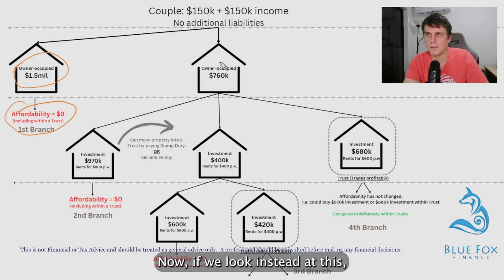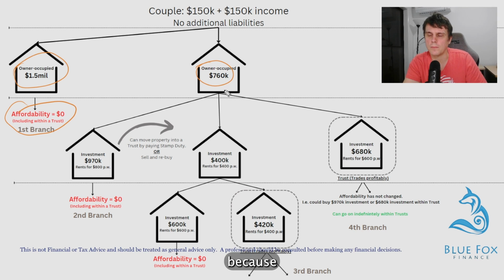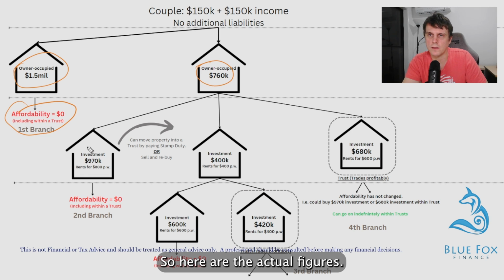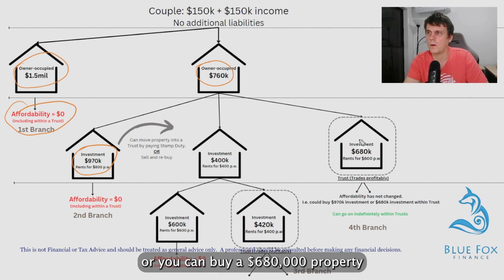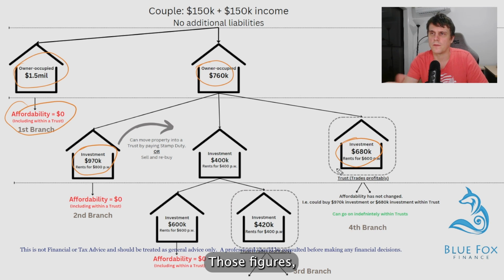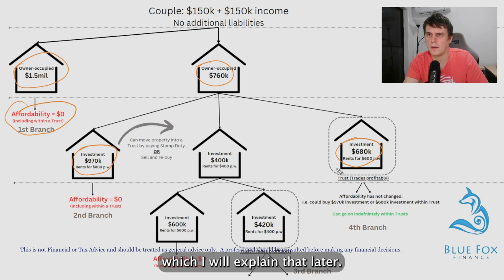Now, if we look instead at this owner-occupied branch in the middle, we buy $760,000, and we do that because we still have affordability in the bank. So here are the actual figures. You could borrow $970,000 investment in your own name, or you could buy a $680,000 property in a trust. Those figures, those are your maximums, roughly, and those figures are different by design. You always can borrow less in a trust, which I will explain that later.